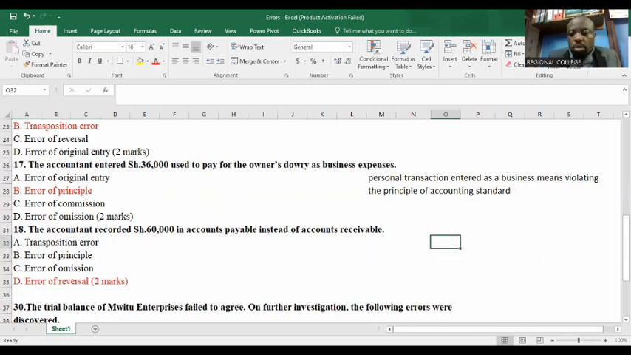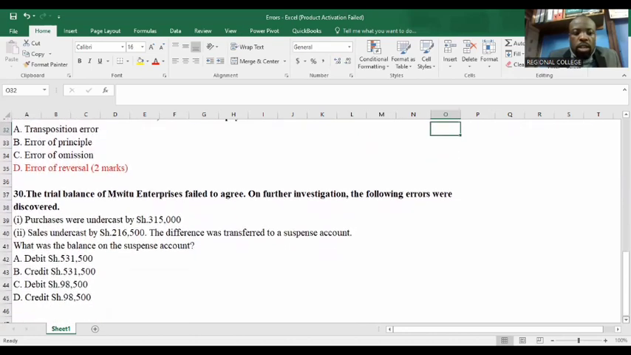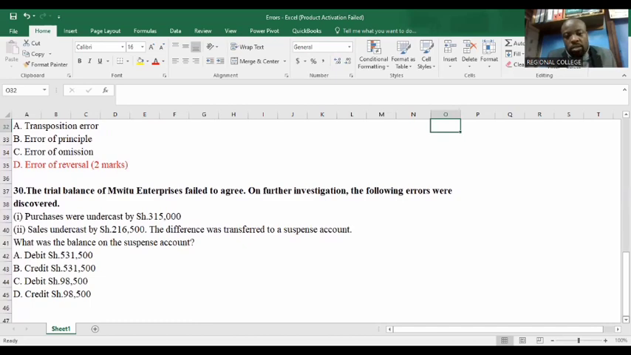That is how you will be able to answer those ones. So always know that anytime you are trying to correct the errors, you normally correct the errors using the journal entries so that you try to see where the error was and how to record it. And after recording it, now you can try to balance it with your trial balance, the suspense account.